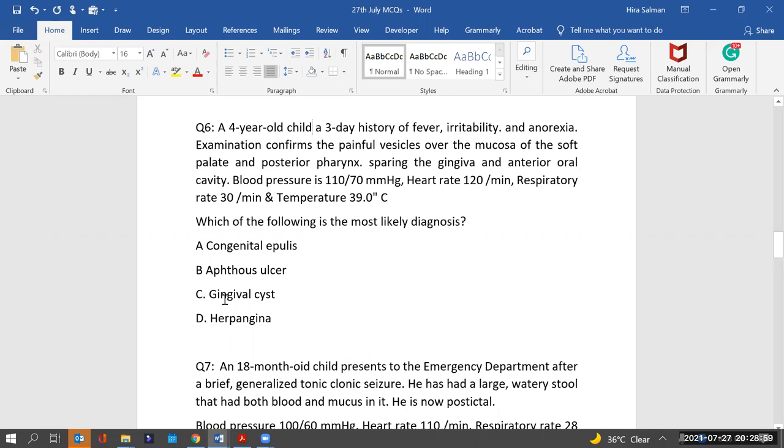Gingival cyst, it's a cyst over the gum. So of course, we will not find anything here. Gums are absolutely normal. The baby is sparing the anterior oral cavity. There is nothing in the anterior oral cavity, nothing on the gingiva. So of course, gingival cyst is excluded. Herpangina is the one where we can find multiple ulcers located posteriorly, especially on the posterior pharynx, over the tonsils, over the palate, and there should be multiple ones. That's a clear case of herpangina.